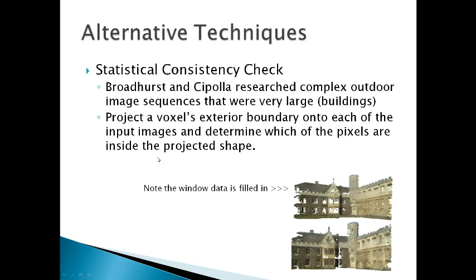So what they decided to do is project the voxel's exterior boundary onto each of the input images and determine which of the pixels are inside the projected shape. They decided to see, all right, statistically, does it exist or does it not? If it doesn't reach a certain threshold, they throw it out. And of course, they decide the threshold of whether the voxel is supposed to be in the image or not. Note, with their approach, the window data for the most part is filled in, leaving a better representation.